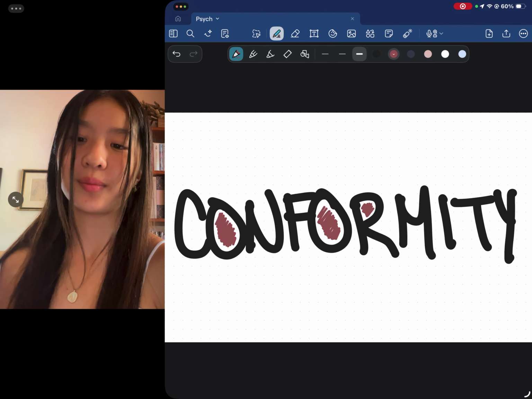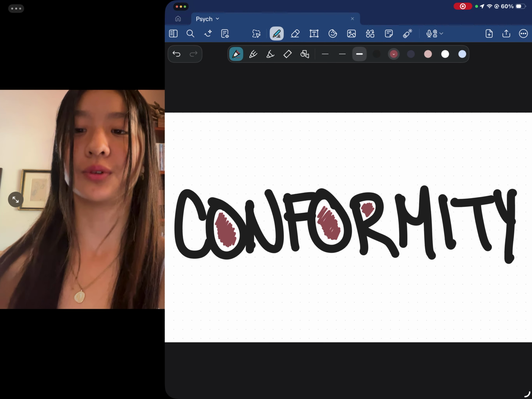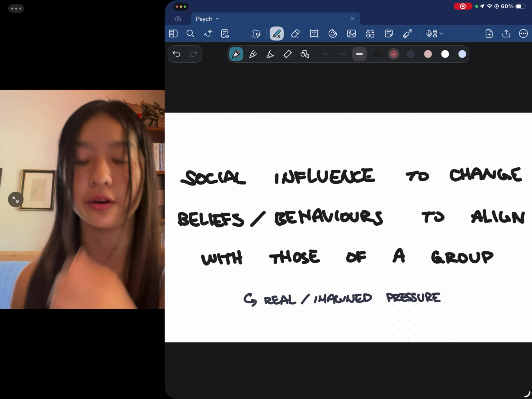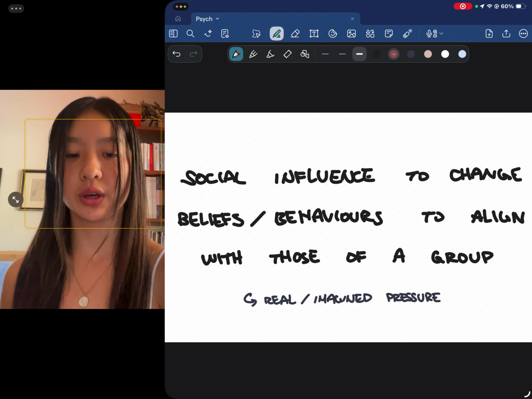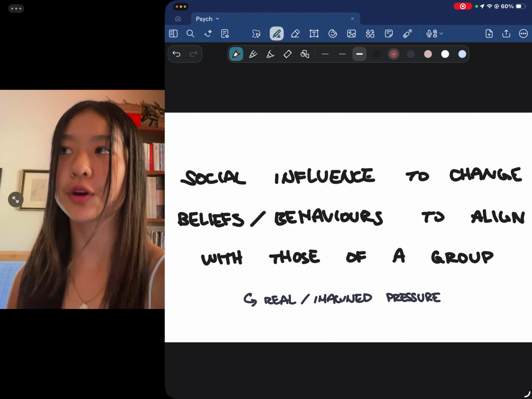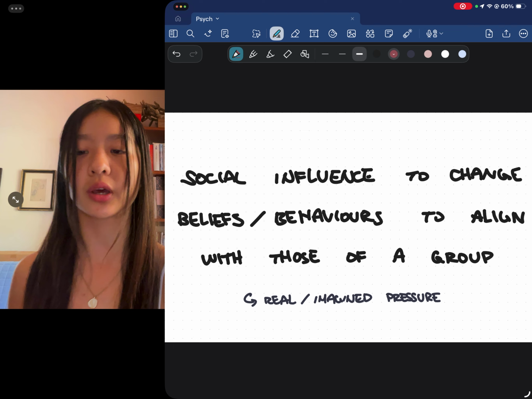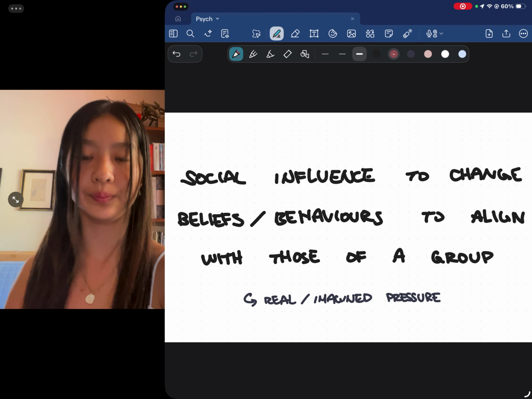So we're going to be talking about conformity as a type of social influence. Conformity is the process where we change our beliefs or behaviors to align with those of a group. And that can be due to either real or imagined pressure, but it's never due to direct requests. We change our behaviors without being asked to do so.